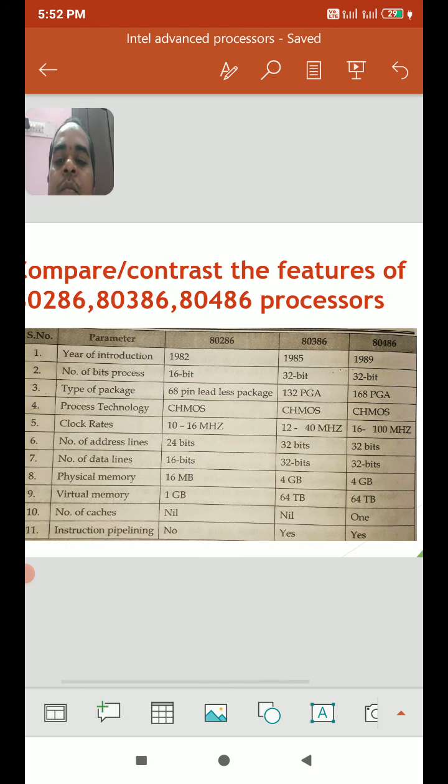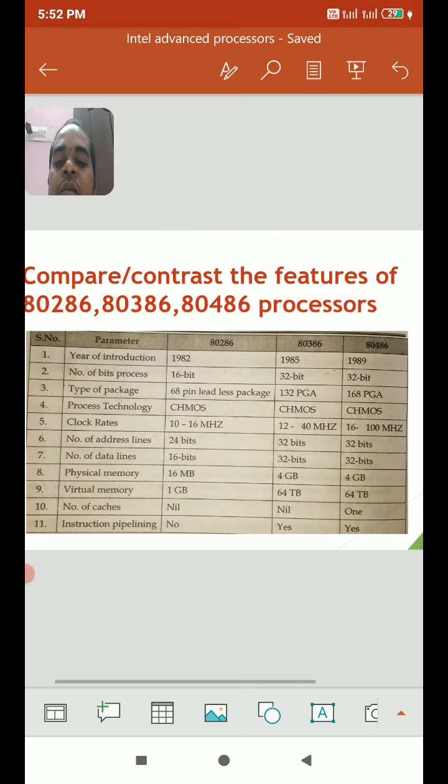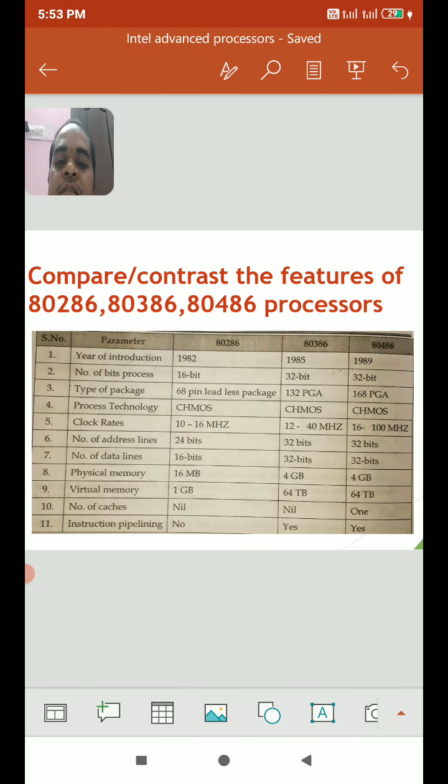When we see the number of address lines, the 8086 has 20 address lines, whereas the 80286 has 24 address lines, the 80386 has 32, and the 80486 also has 32 address lines. What about the data lines? The 8086 has 16 data lines, the 80286 has 16, the 80386 has 32, and the 80486 also has 32 data lines.